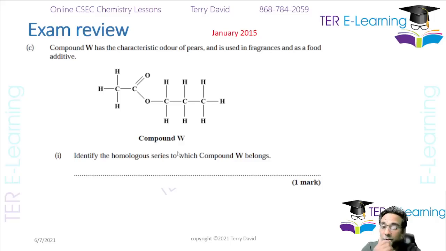Next one here now. So we have a compound here. Compound W has a characteristic odor, pairs, and is used in fragrances and as a food additive. Identify the homologous series to which this compound W belongs. What does compound W belong to?